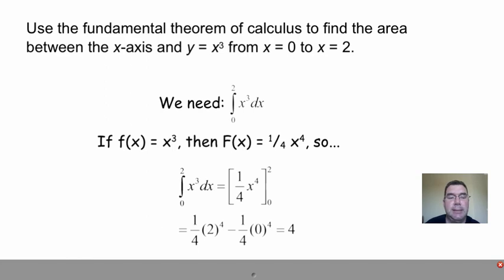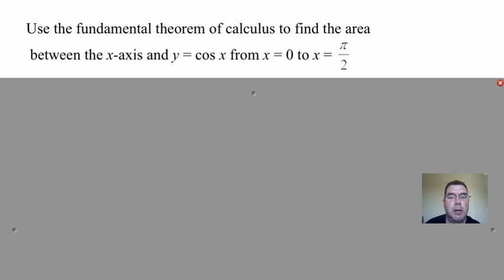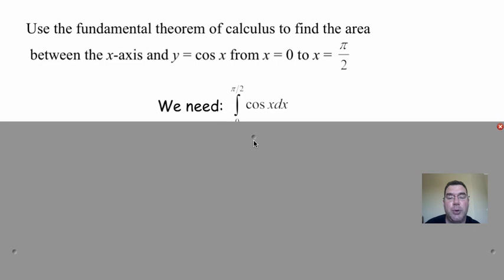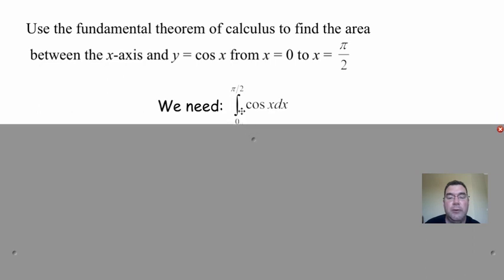All right, and let's see what we are talking about next. Another example, we're using the fundamental theorem to find the area between the x-axis and y equals cosine x from 0 to pi over 2. So remember, the first thing I need to do, this is actually what it would look like in proper notation. So I'm going from 0 to pi over 2, and the function that I am finding the area underneath is cosine x.